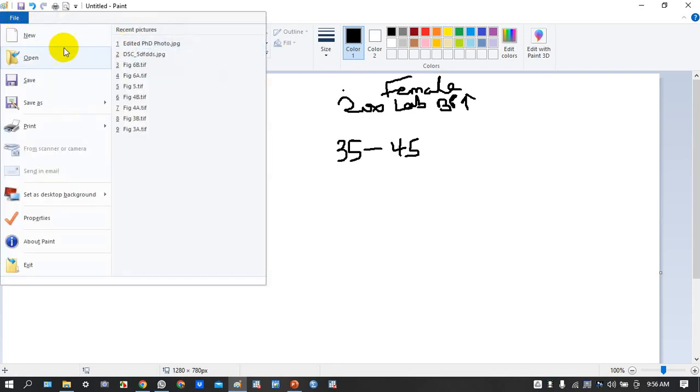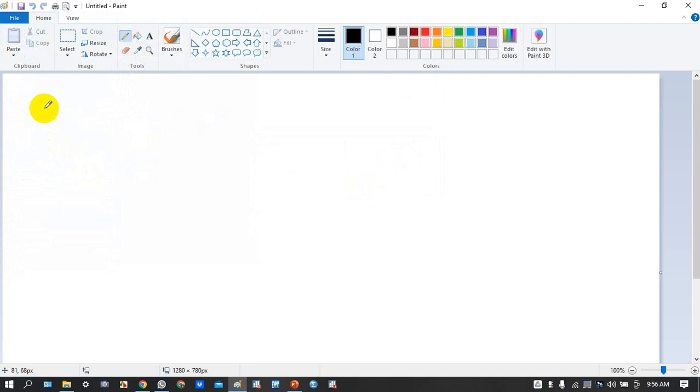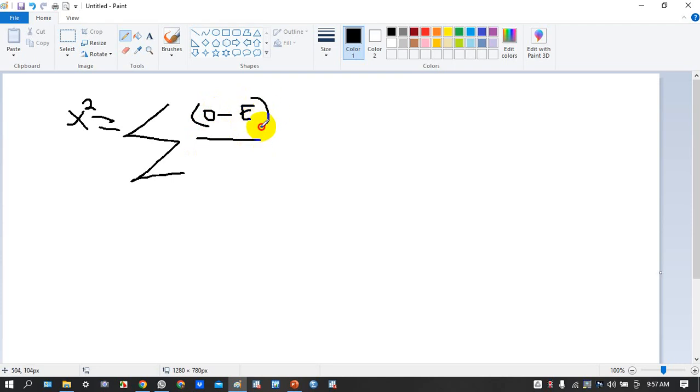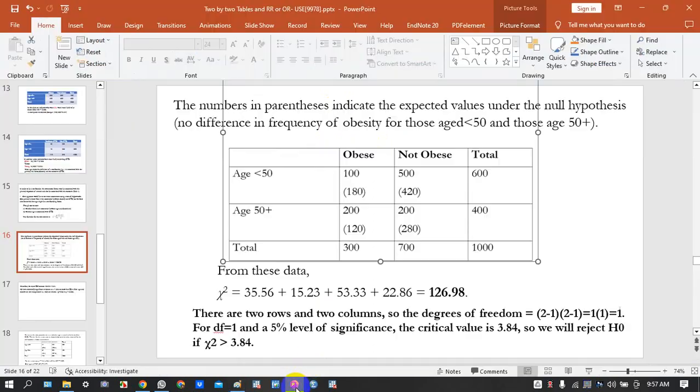So we start by saying that chi-square is defined as the summation, the sum of, in brackets, observed minus expected, squared, all over expected. This is equal to, the observed we are having is 100, and the expected is what? Let me go and cross check. Observed is 100 and expected is 180.